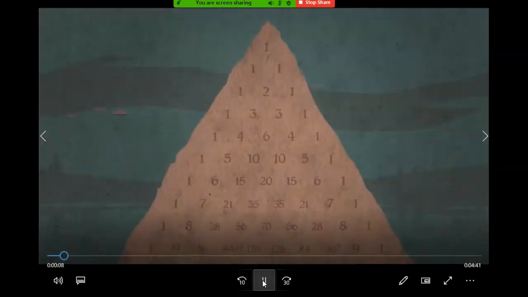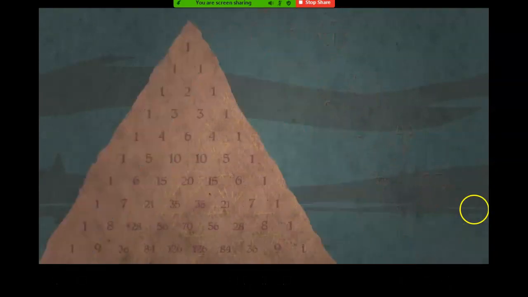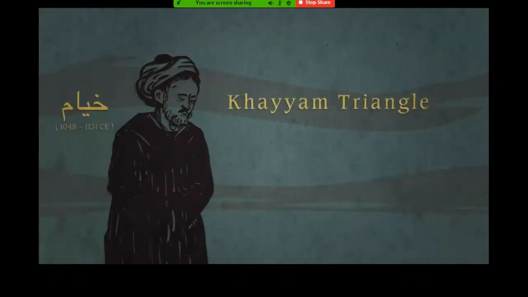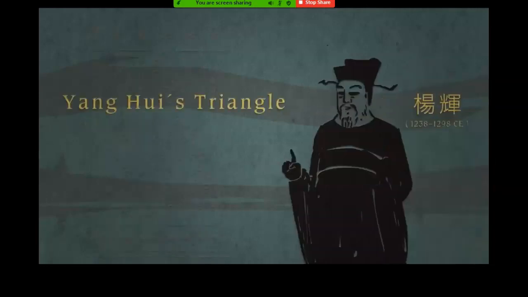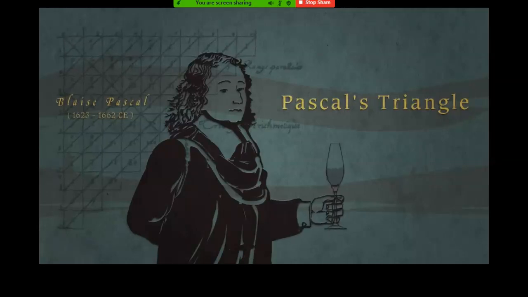This may look like a neatly arranged stack of numbers, but it's actually a mathematical treasure trove. Indian mathematicians called it the staircase of Mount Meru. In Iran, it's the Khayyam triangle, and in China, it's Yang Hui's triangle. To much of the Western world, it's known as Pascal's triangle, after French mathematician Blaise Pascal, which seems a bit unfair since he was clearly late to the party, but he still had a lot to contribute.